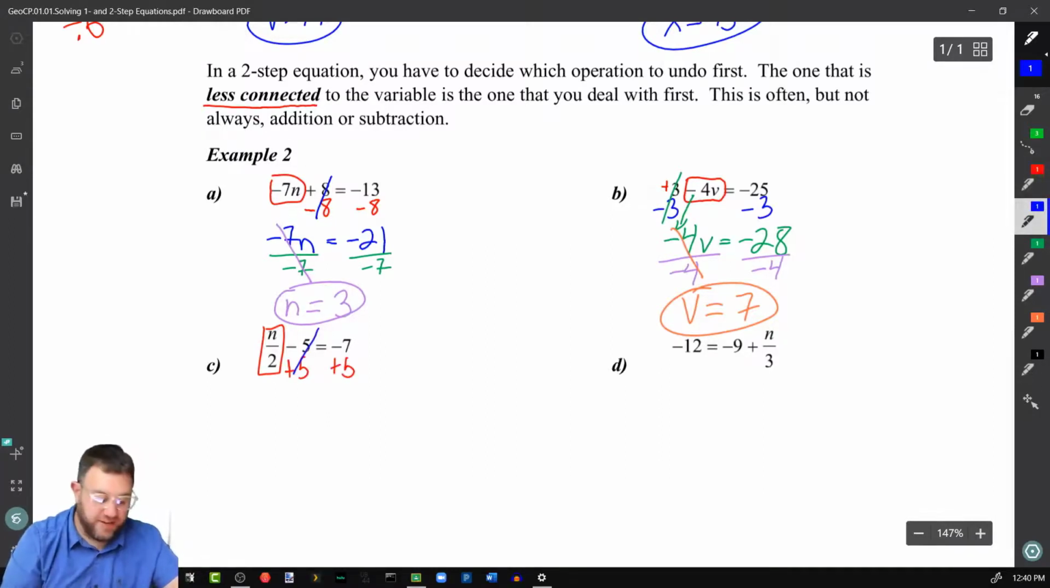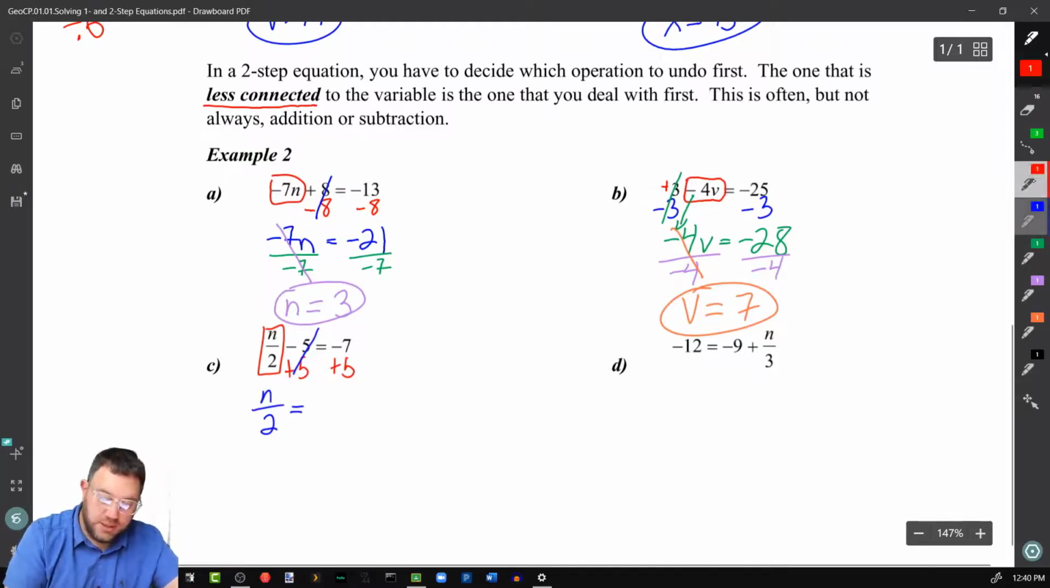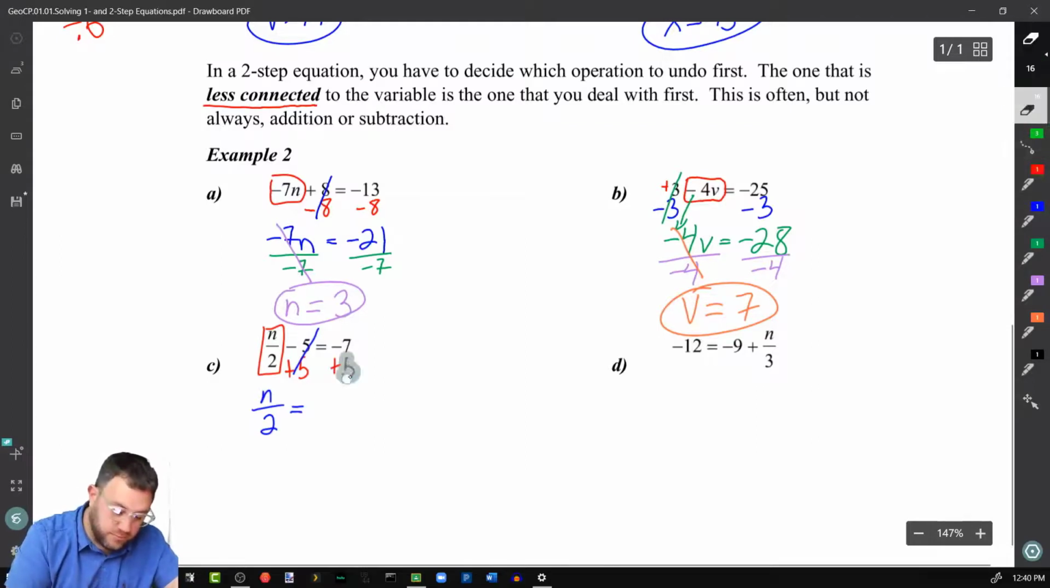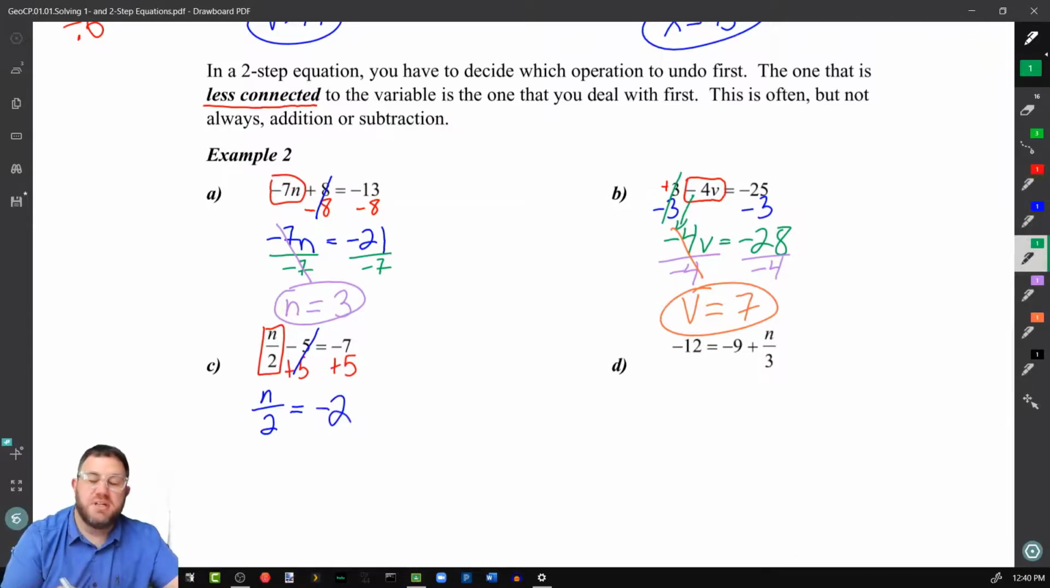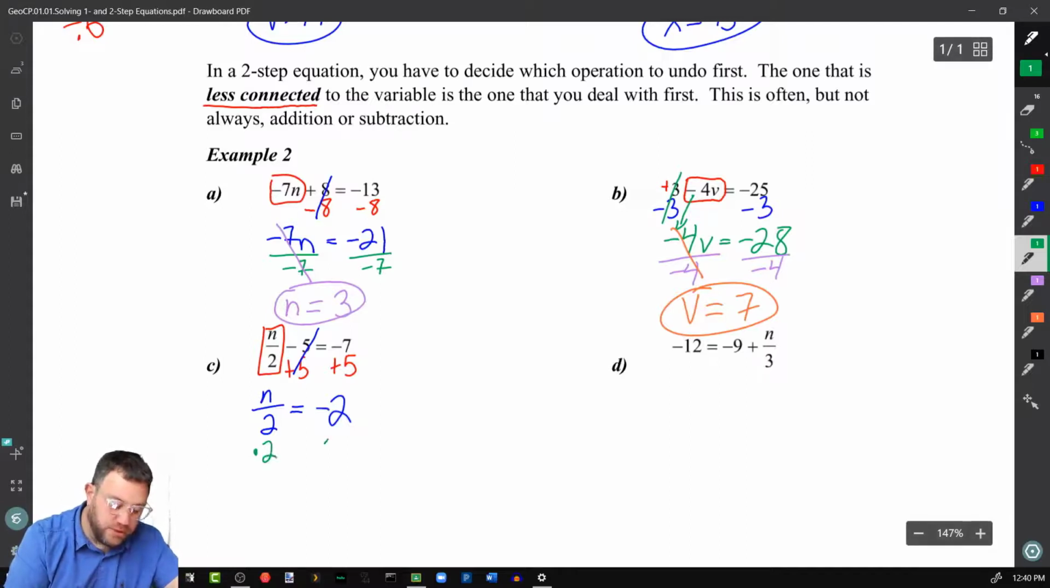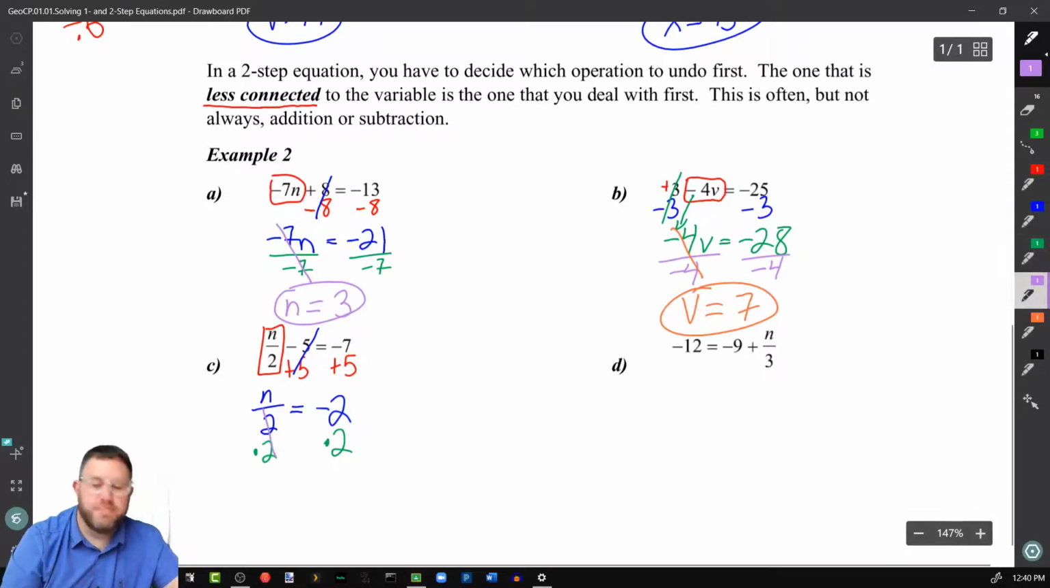So our -5 plus 5 cancel out. So we have n over 2 equals, and then we have -7 plus 5. That's going to give us -2. Now remember, this is n divided by 2. So we will multiply by 2 to get rid of that. So our divided by 2, multiply by 2 cancel. We're left with just our n. And on the other side, -2 times 2 gives us -4.